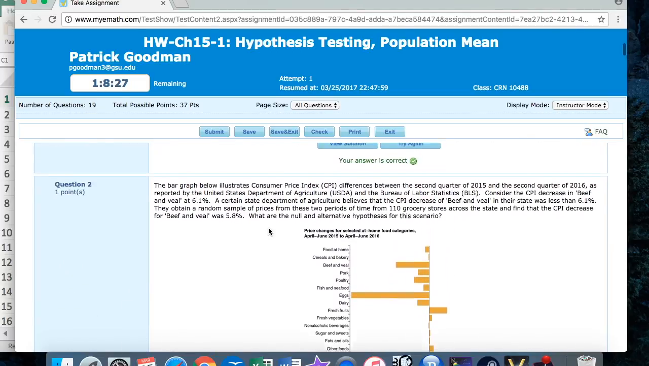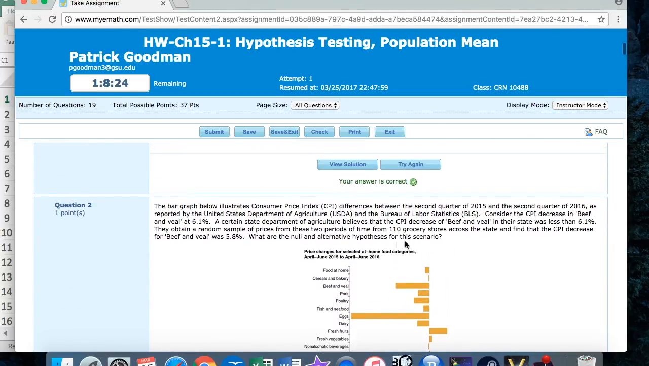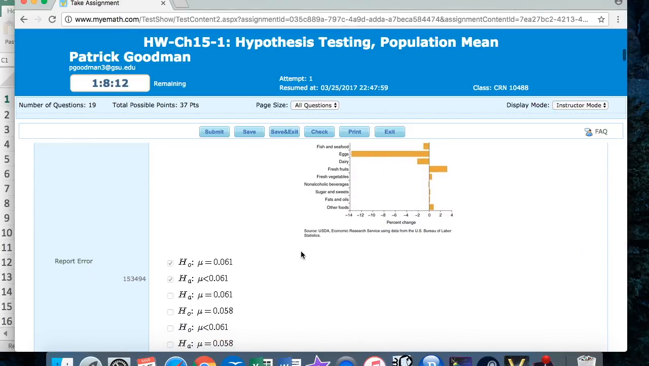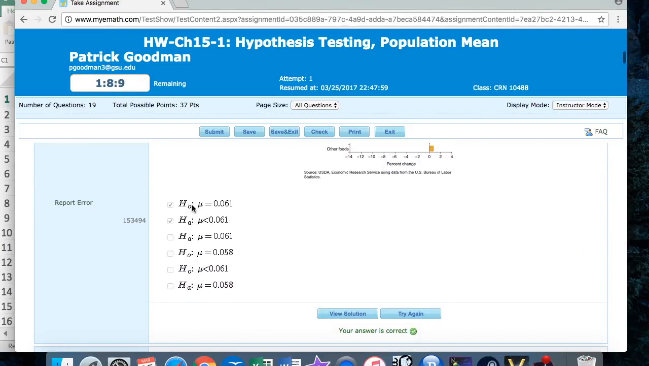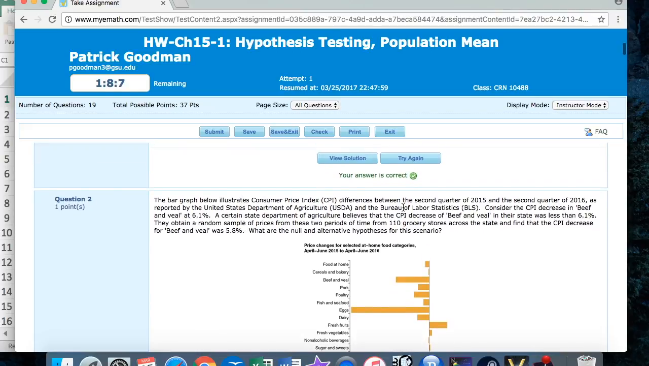Now be careful that this is not a proportion problem. We're considering the mean decreases of beef and veal. So since we're considering a mean decrease, even though it is in a percent, it's still a mean. So you're not going to be doing proportions. So this would be your null hypothesis, and our alternative hypothesis is a little easier to figure out.